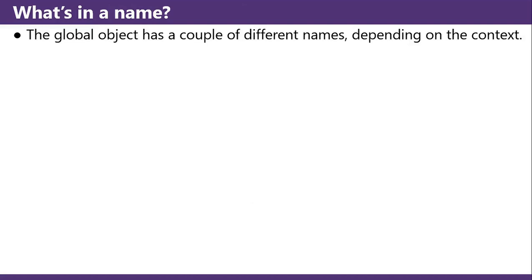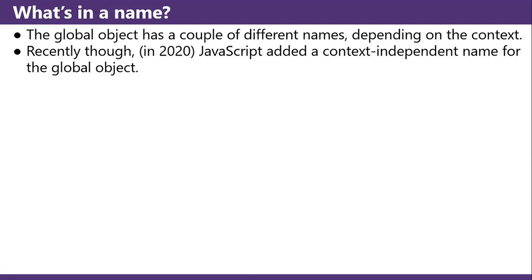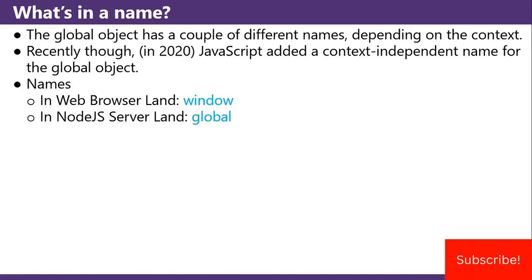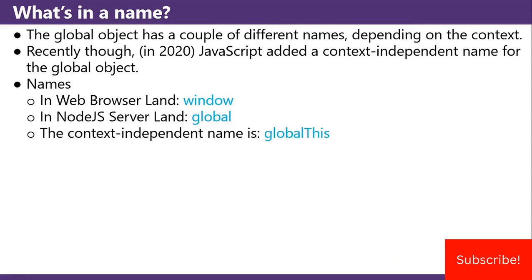The global object has a couple of different names depending on the context. Recently though, in 2020, JavaScript added a context-independent name for the global object. The names: in web browser land, the name of the global object is window. In Node.js server land, the name of the global object is global. And the context-independent name is globalThis.